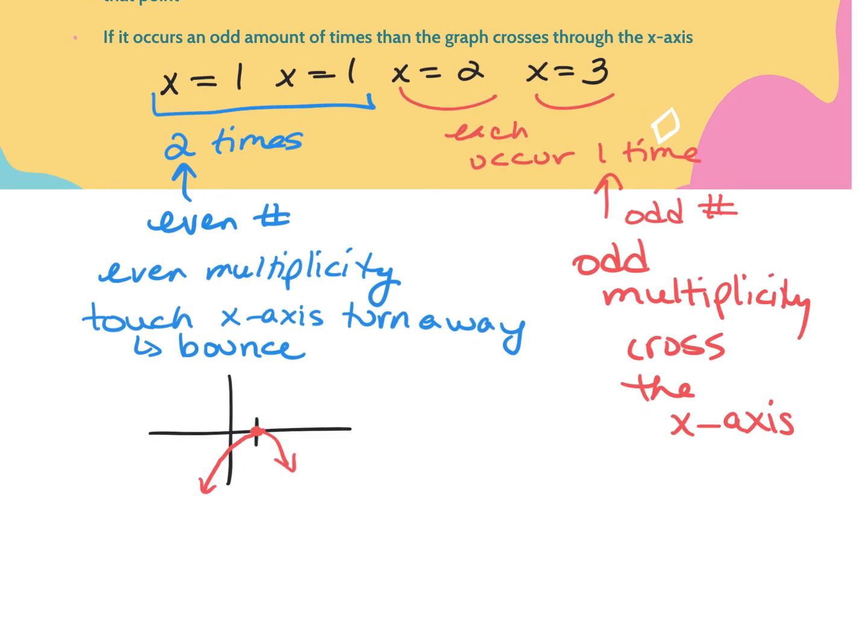So for example, if my graph was here, 1, 2, 3. Let's say I put my points on my 3 zeros. What would probably happen here is it would come in, and then it would cross through, and then it would cross through. Notice at the 1, it was the bounce, it didn't cross, but at the 2 and the 3, it crossed. So when it only occurs an odd number of times, it's going to actually cross the x-axis.